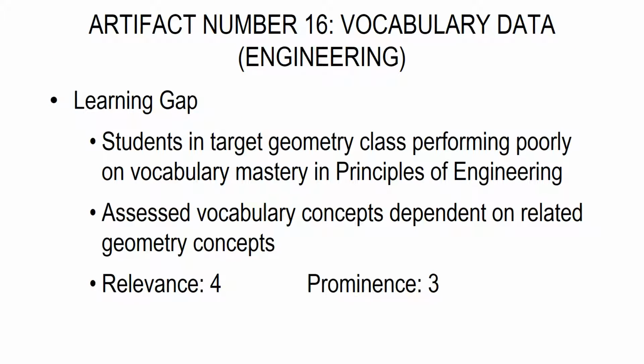In artifact number 16, we looked at vocabulary data based on engineering, identifying this as a learning gap where students in this target geometry class are performing poorly on vocabulary mastery and principles of engineering. So thinking again that this might be a cause, that the vocabulary is causing the issues in this overall exploratory question. We rated this again as a relevance of 4, thinking the vocabulary is kind of causing issues here, but with a prominence of 3, that it's kind of in the middle of students getting it or not getting it, or understanding or not learning it.